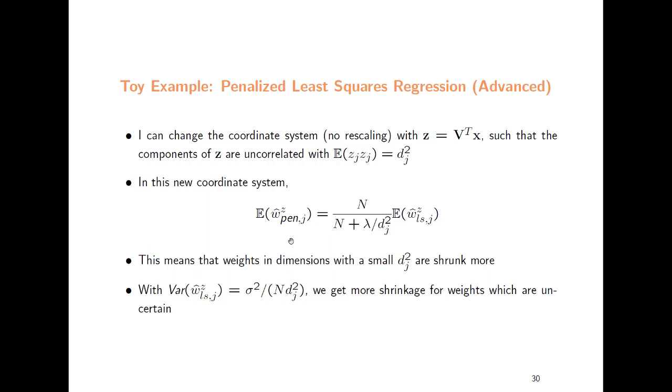So this shrinkage, or this application of penalized least squares, means that the uncertain weights get reduced more. And this probably explains the power of penalized least squares in comparison to just least squares. Penalized least squares has the effect that uncertain parameters or uncertain dimensions are reduced in the prediction.